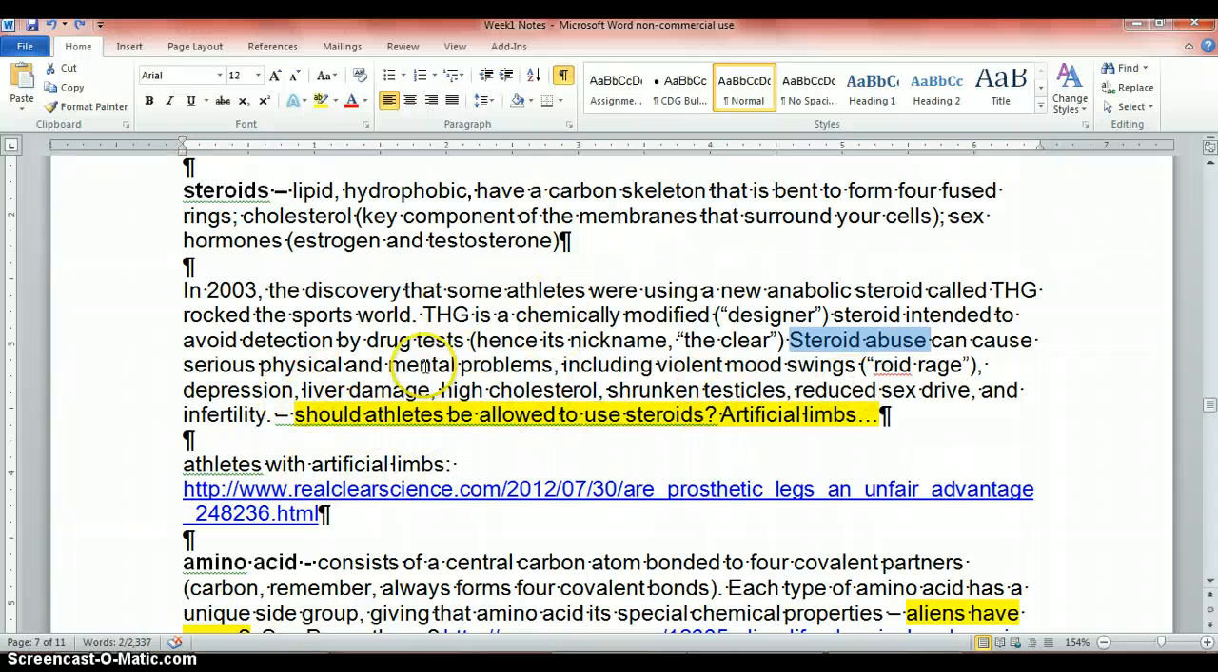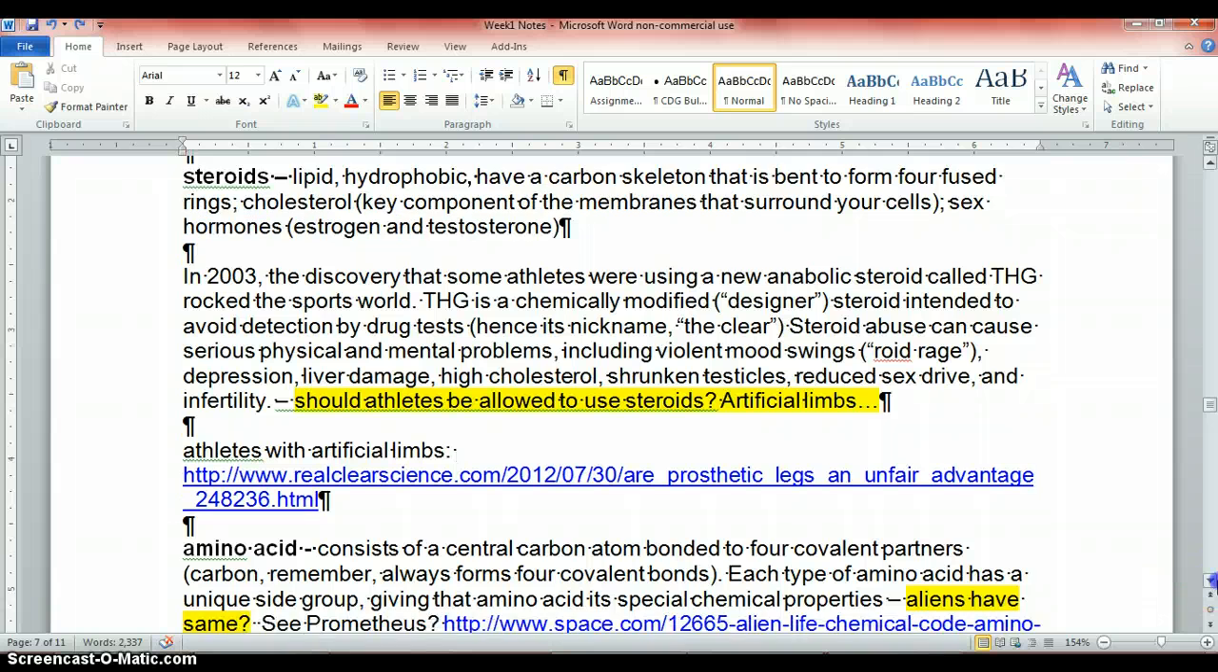So this made me think, though, so we don't allow steroid usage in athletes, but we do allow people who have artificial limbs that are crazy scientific to compete. Not sure if that's really fair.